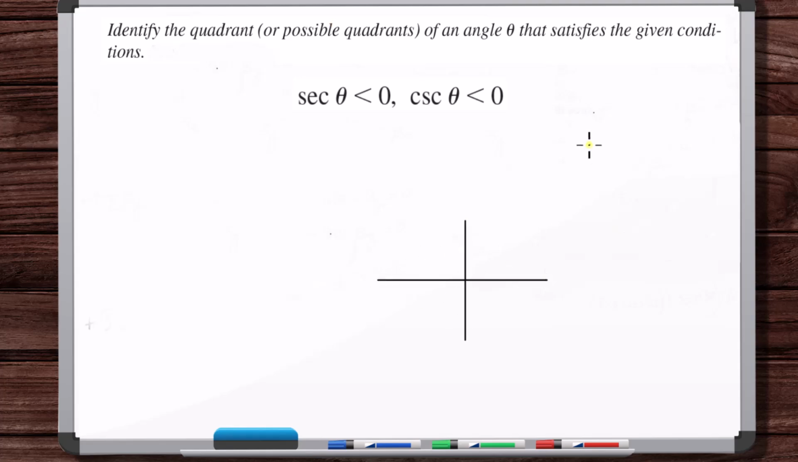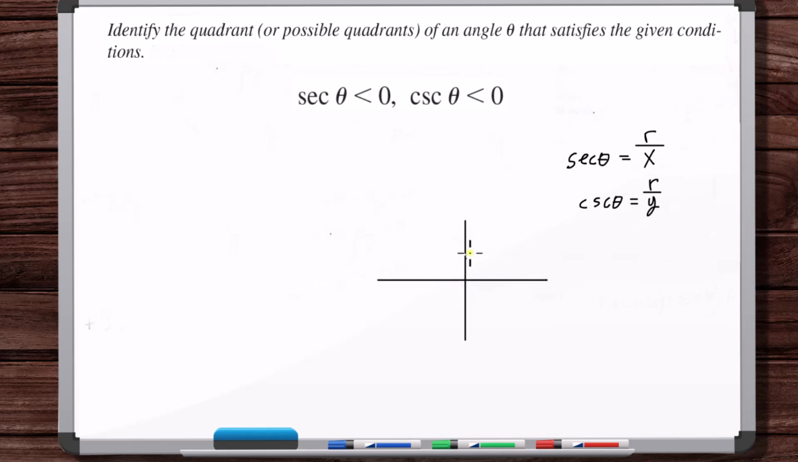All right, secant is the reciprocal of cosine. Cosine is adjacent over hypotenuse, so secant is hypotenuse over adjacent. That's radius over x. Cosecant is the reciprocal of sine. That's going to be r over y.